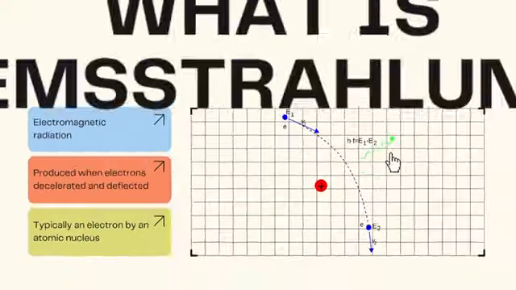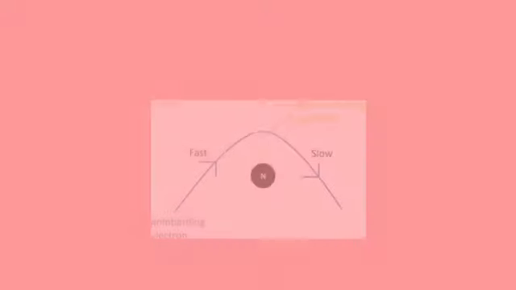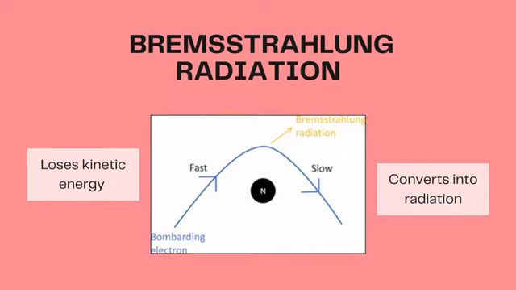So, what is bremsstrahlung? Bremsstrahlung is the electromagnetic radiation produced when a charged particle is decelerated and deflected by another charged particle, typically an electron by an atomic nucleus. In bremsstrahlung radiation, the moving particle loses kinetic energy when it electromagnetically interacts with nuclei and is converted into radiation, thus satisfying the law of conservation of energy.